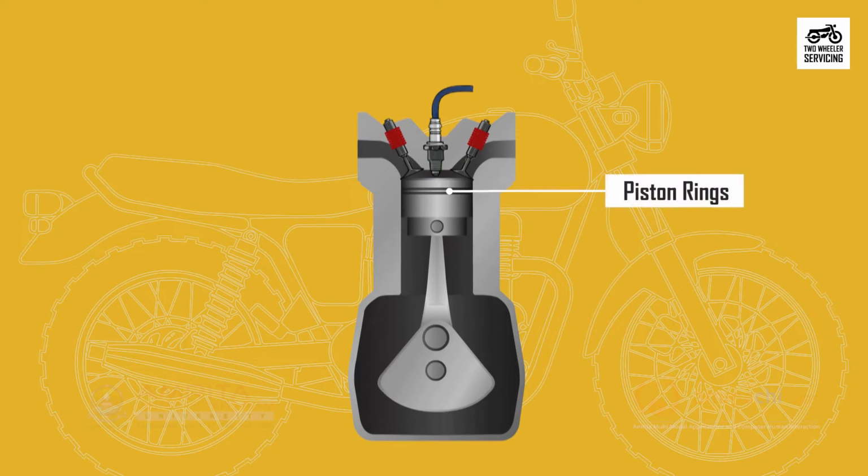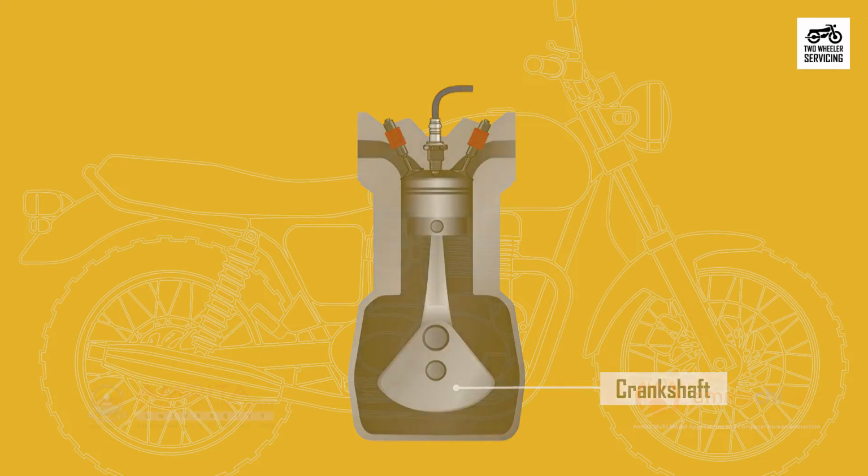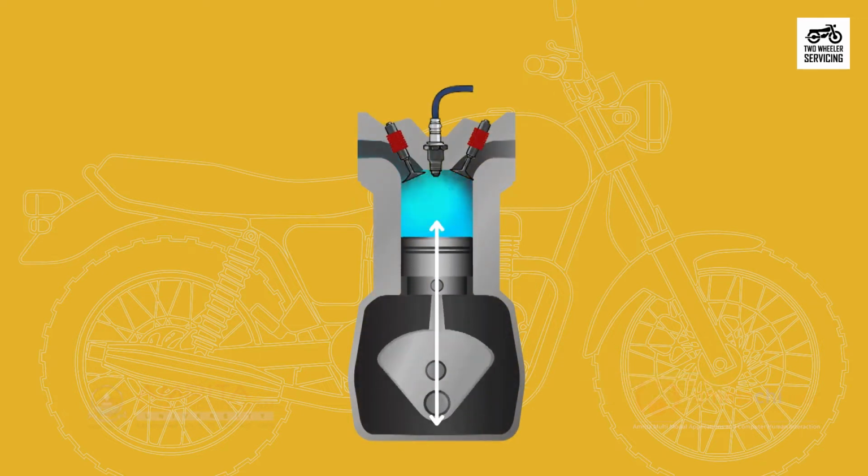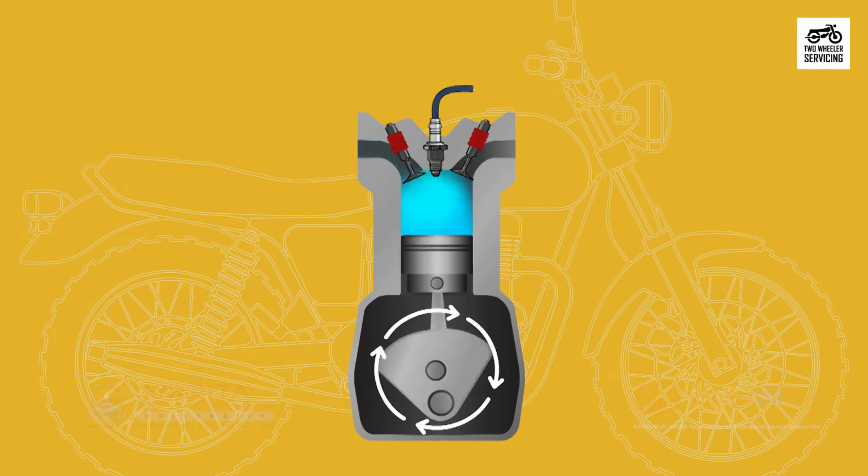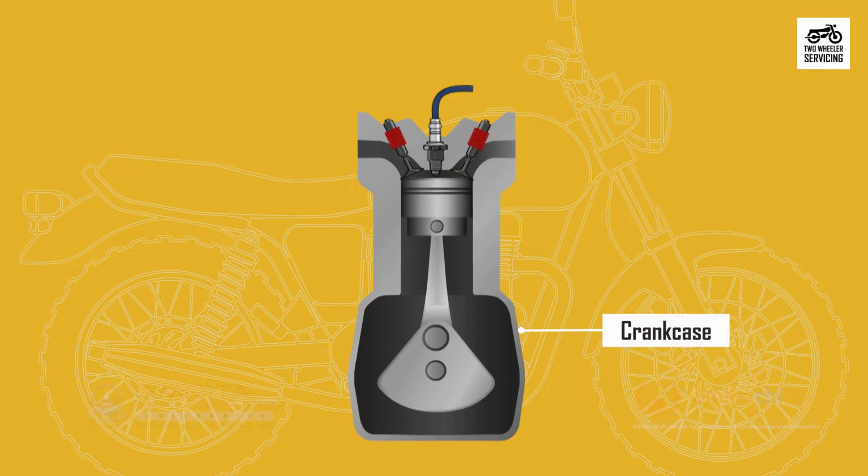Piston rings. Piston rings are placed in the grooves on the circumference of the piston to reduce friction between the piston and the walls of the cylinder. Crankshaft. It is the shaft which converts the linear motion of the piston into rotary motion. This is used to rotate the wheels of the vehicle. Crankcase. A crankcase is a metallic cover that holds together the crankshaft and its attachments.